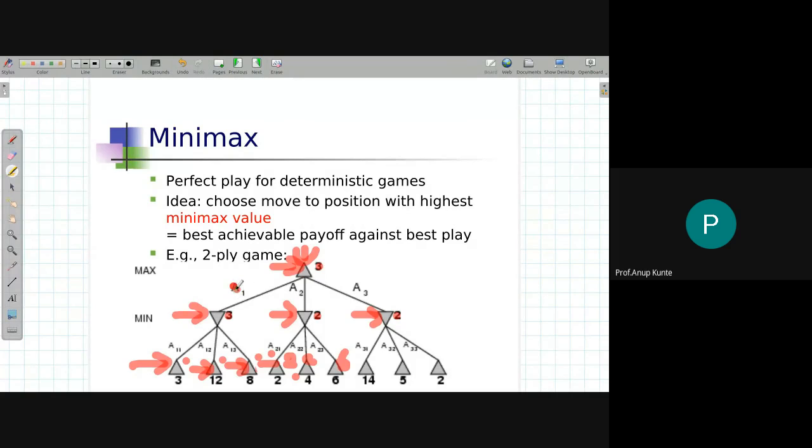As the player takes action A1, the min player can now take action A11, A12, or A13. Considering that the min player is also playing optimally, he has to take action A11, which will give my player max a utility value of 3. And you will figure out that if both the players are playing optimally, this is the maximum value you can get as a payoff. You will not get more than this if you are following an optimal strategy. Okay, so that is the minimax algorithm for you.